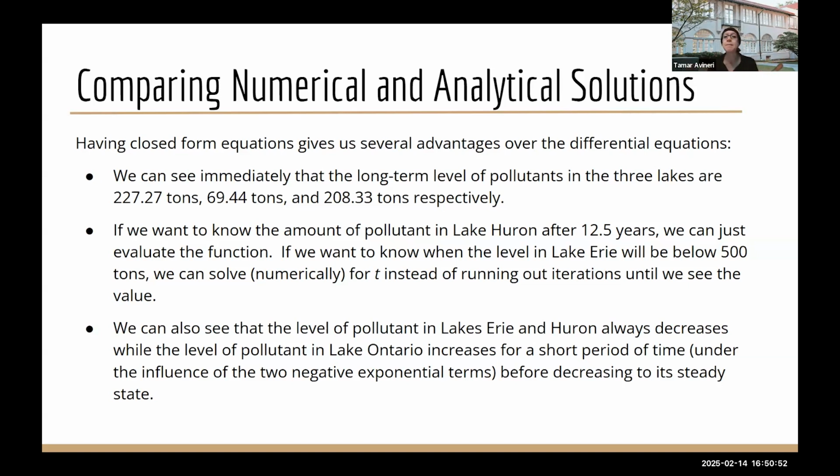So yeah, we can see immediately that the long-term pollutant levels in the 3 lakes are those 3 values you see respectively. If we wanted to note the amount of pollution in Lake Huron after 12.5 years, we could just evaluate the function. If we want to know when the level in Lake Erie will be below 500 tons, we could solve numerically. We could also see that the level of pollutants in Erie and Huron always decreases, while the level of pollutant in Lake Ontario increases before it decreases to its steady state.